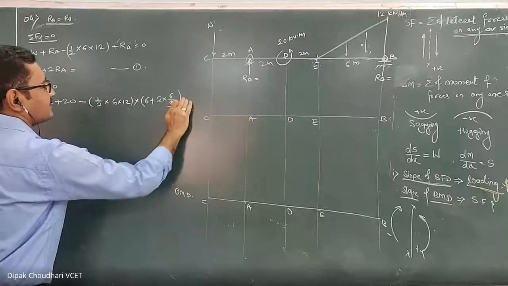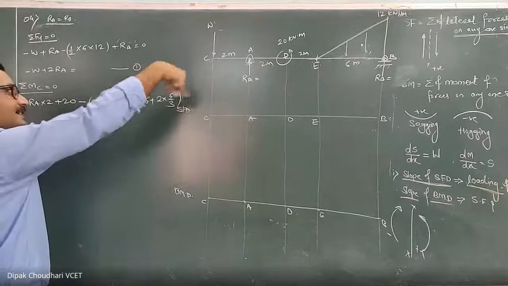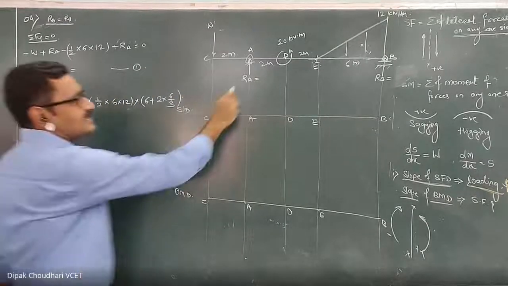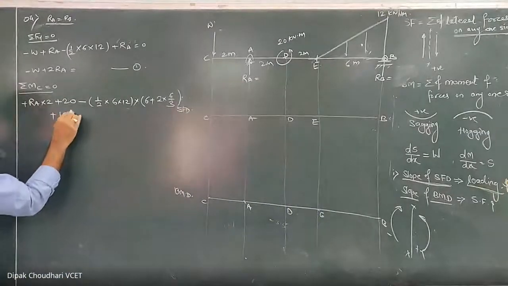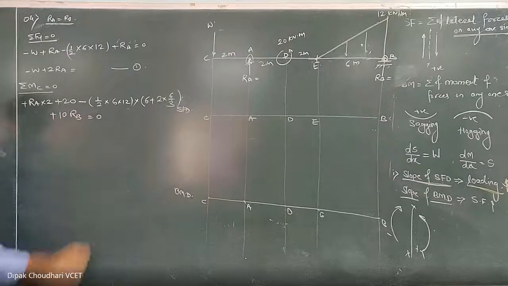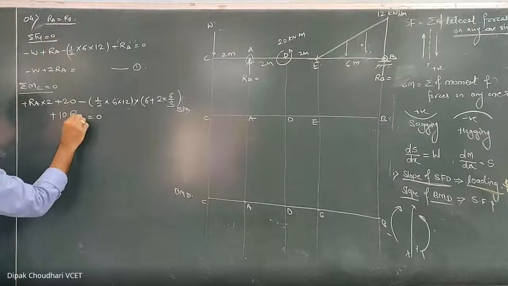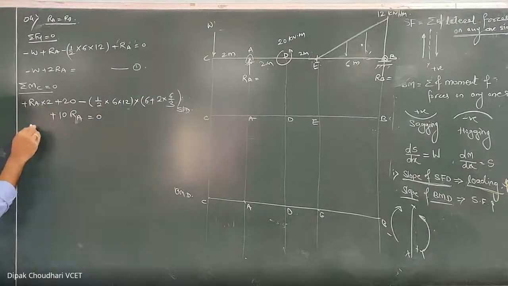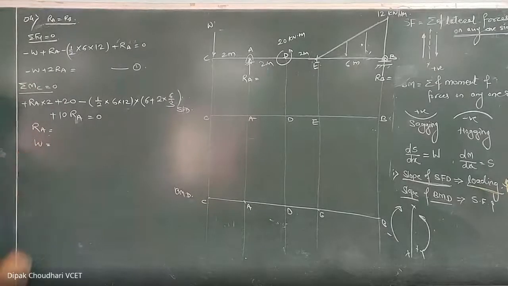Sorry, I made a mistake. I forgot that RB. Moment of that RB about point C is anti-clockwise, so it is plus. Here, how much is the distance? 2, 2, 6, 10. So it is plus 10 into RB equal to 0. But it is given that RA equal to RB. So I will replace this RB by RA, so that in this equation only one unknown, RA. Simplify this equation, you will get RA. Substitute in equation number 1, you will get W.